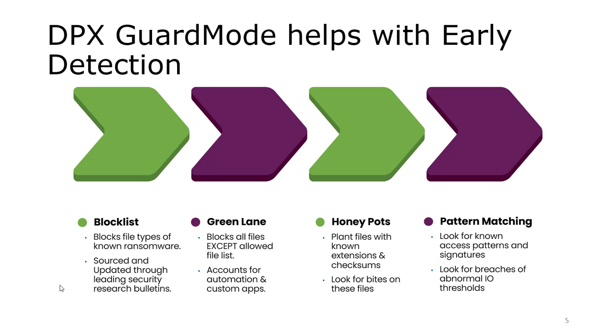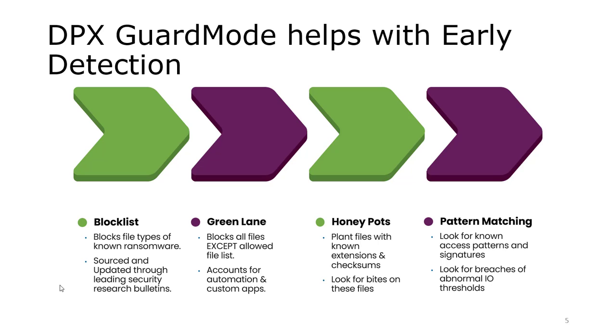The idea behind DPX Guard Mode is to help with early detection of ransomware by extending the capabilities of the DPX agent services beyond simply reading and moving data. We can do this by performing active protection against potential compromises to the file system. And this can include restricting certain files through a block list or using a green lane to only allow certain file types or custom applications to write to the file system.